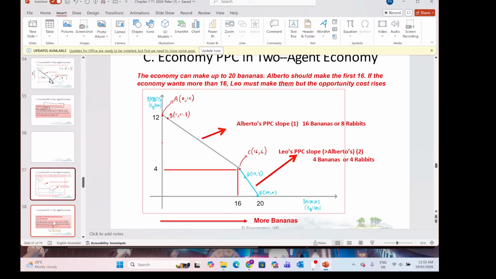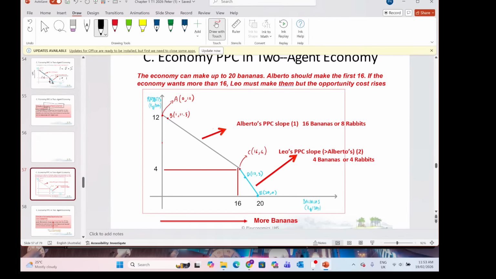Okay, so we're back to our two-agent economy, and we've got our slides. So we've just added a little bit of detail into the notes on our slides. So we see that in this economy we can make up to 20 bananas, and Alberto should make the first 16. So as we increase our bananas moving along our axis to the right, I want you to think about what would happen when Alberto starts to increase his production of bananas.